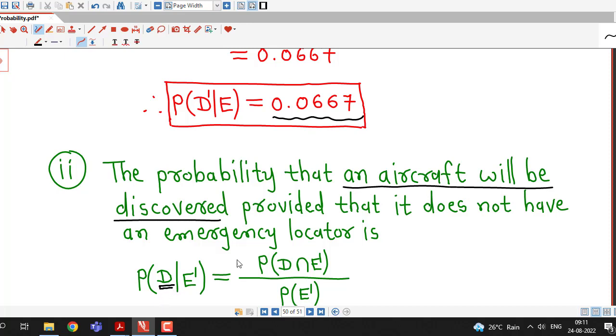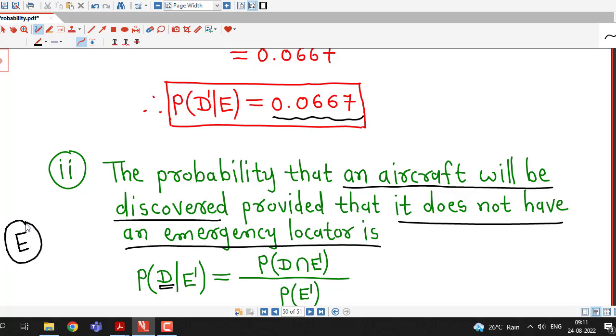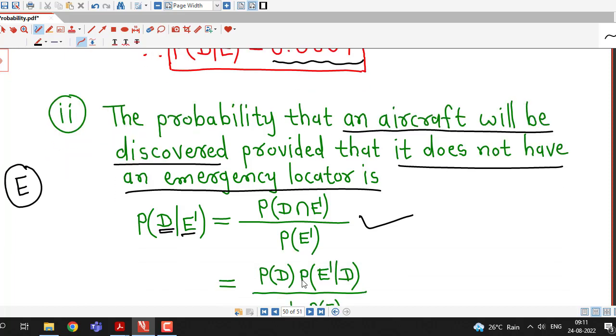In the second part, we are asked to find the probability that an aircraft will be discovered, that is probability of D, provided that it does not have an emergency locator. Event E is the event that the aircraft has an emergency locator. Therefore, the event that the aircraft has no emergency locator is E dash. So we are asked to find probability of D given E dash. By the definition of conditional probability, it is probability of D intersection E dash divided by probability of E dash.